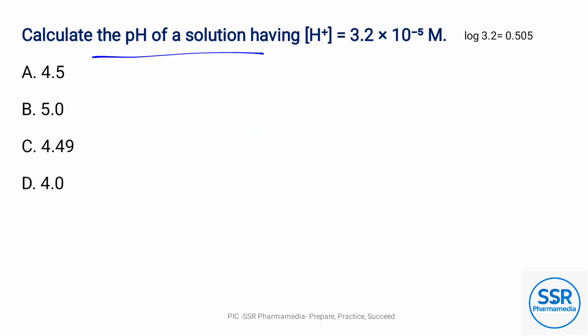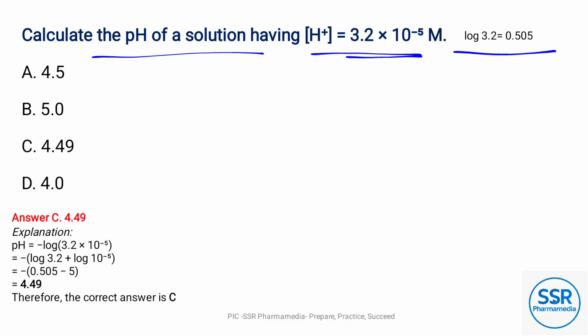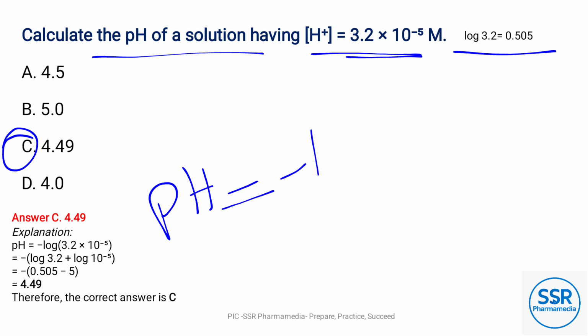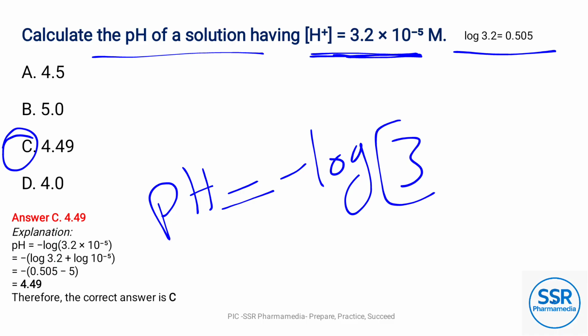Next, calculate the pH of a solution having H plus ion 3.2 into 10 to the power of minus 5. In this question, they have already given the log value for 3.2 as 0.505. So when we calculate the pH of this solution, the answer is option C, 4.49. pH is equal to negative logarithm of H plus ion concentration, which is 3.2 into 10 to the power of minus 5.